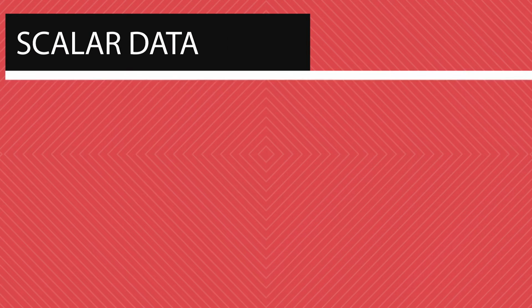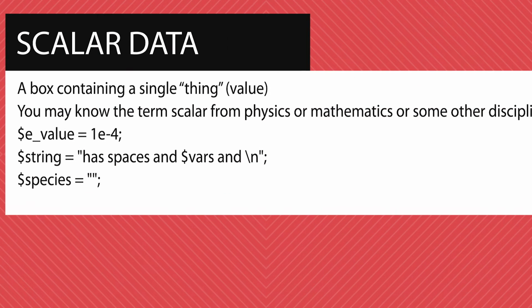Scalar data. Perl's data types are simple. A scalar is a single thing. That's it. You may know the term scalar from physics or mathematics or some other discipline, but Perl's definition of the term is its own. It's so important that we'll say it again. A scalar is a single thing, and we use the word thing because we don't have a better way to describe what Perl considers a scalar. A scalar is the simplest kind of data that Perl manipulates.